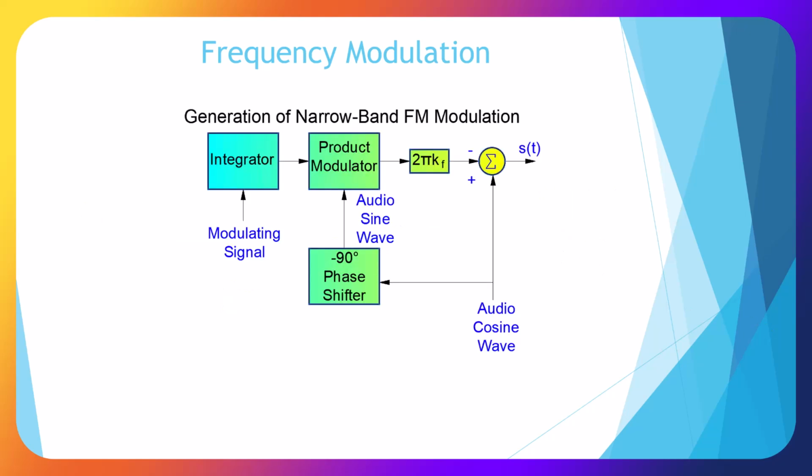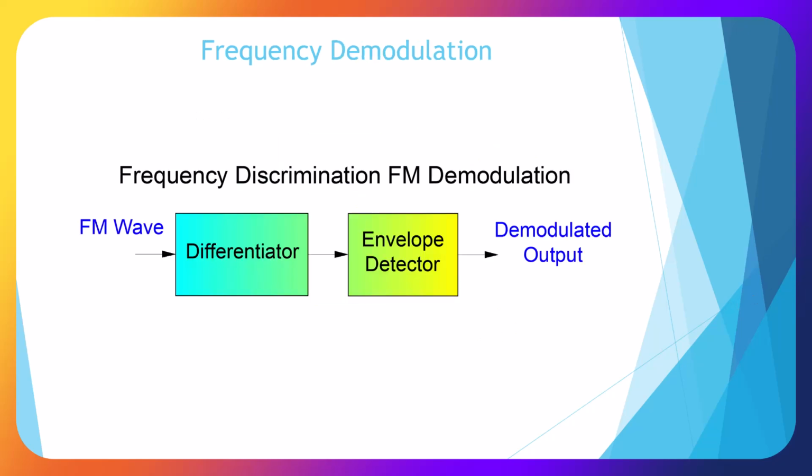This is a block diagram for generating narrowband FM modulation. We have a modulating signal into an integrator, a product modulator, a multiplier of sorts, and a summing area. We take the audio signal into here, a cosine wave. We shift it minus 90 degrees and we get a sine wave, and we end up with this loop and end up with narrowband FM.